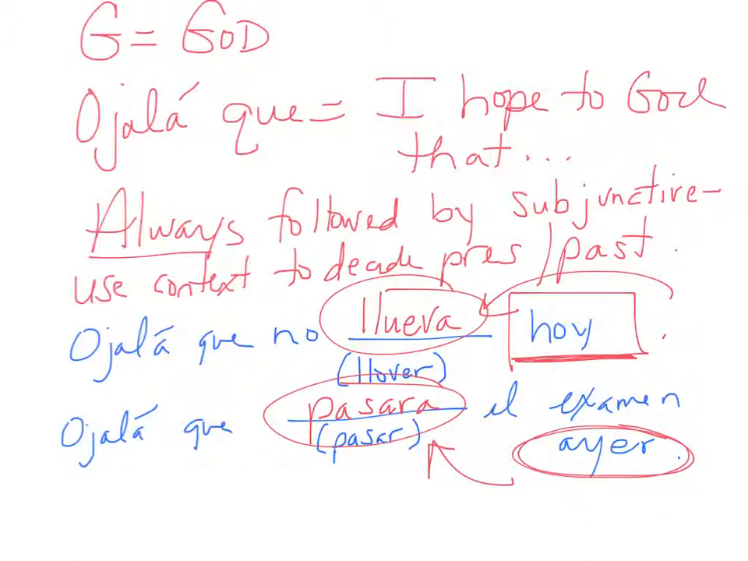So ojalá que, always follow it with the subjunctive. You can kind of take this separate from the rest of things in wedding in terms of the 4 essential questions, because it always is followed by the subjunctive, and you need to read the context to decide whether it should be present subjunctive or past subjunctive. You can kind of forget about the sequence of tenses. But this letter G for ojalá que is a pretty straightforward one. Every time you see this expression, make sure you use the subjunctive.